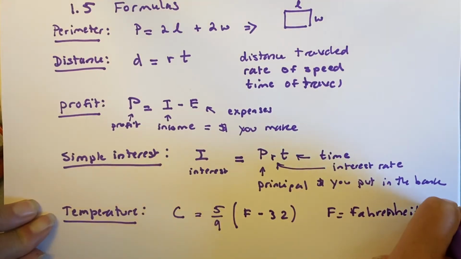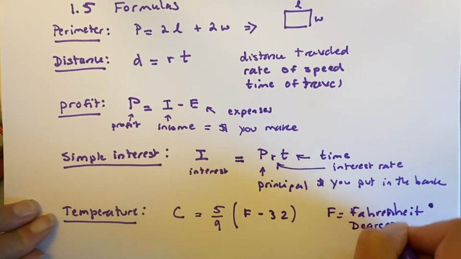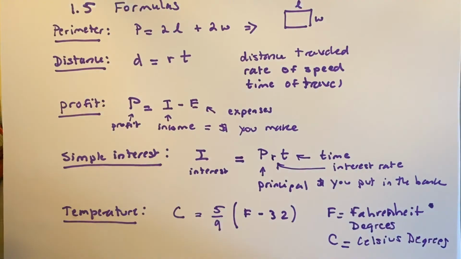That's a little symbol for degrees, sorry. I use shorthand. And C is degrees Celsius. Okay, so I just wanted to introduce them. I think it's worth doing that. But the problem we're going to do is pretty quick, and it's going to use one of these formulas.